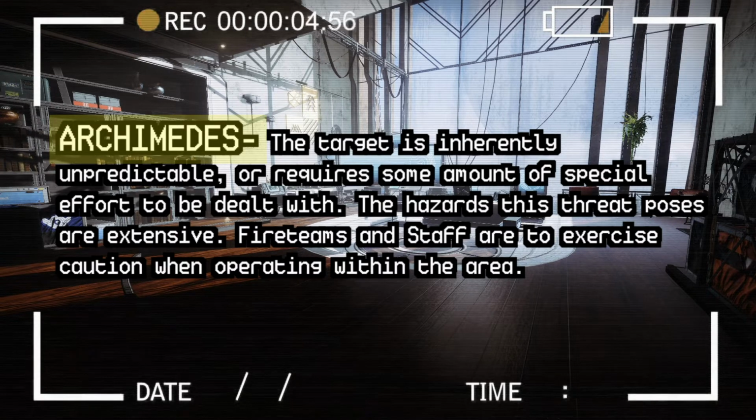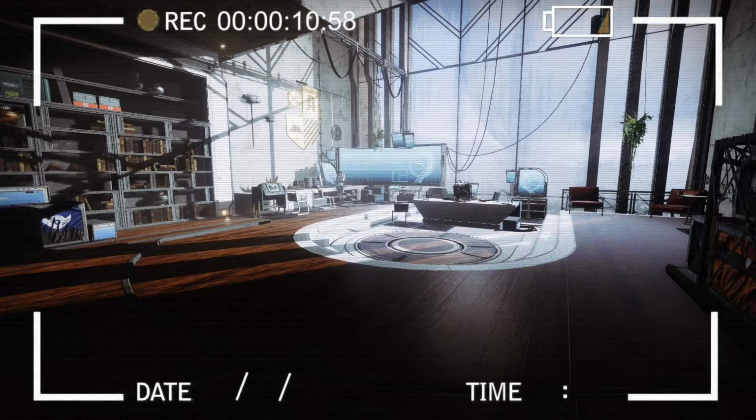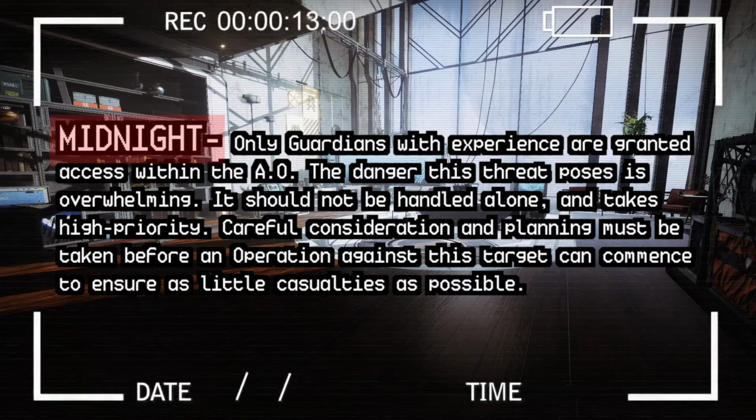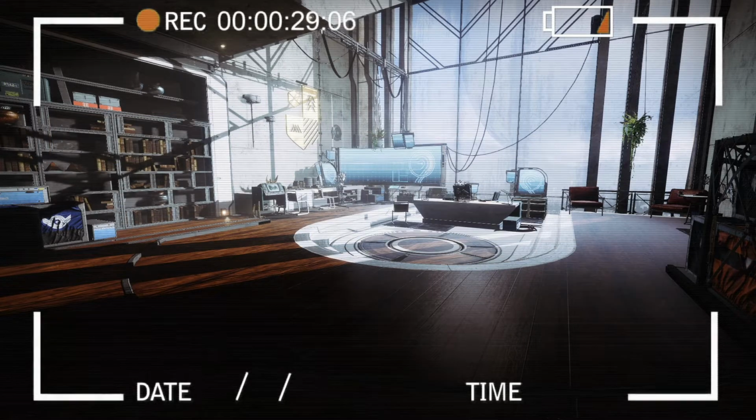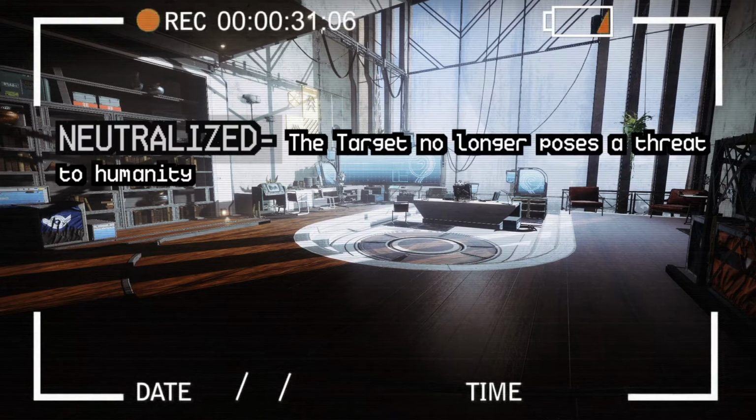The hazards this threat poses are extensive. Fire teams and staff are to exercise caution when operating within the area. Midnight. Only Guardians with experience are granted access within the AO. The danger this threat poses is overwhelming. It should not be handled alone. Takes high priority. Careful consideration and planning must be taken before an operation against this target can commence to ensure as little casualties as possible. And finally, neutralized. The target no longer poses a threat to humanity.